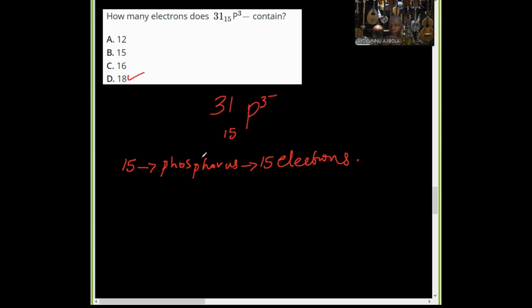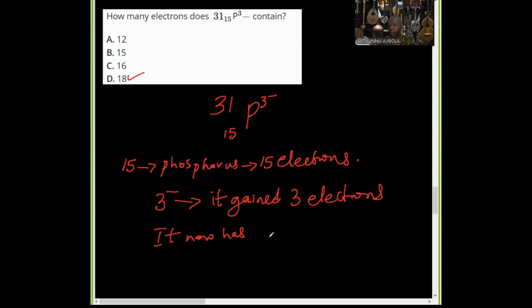Yes, sir. Now, the 3 minus shows that it has gained 3 more electrons. That is the only condition for us to say it now has 15 plus 3 electrons. And that's what gives the 18. So you should know the explanation to any answer you are picking. Okay, the next question for Moses.